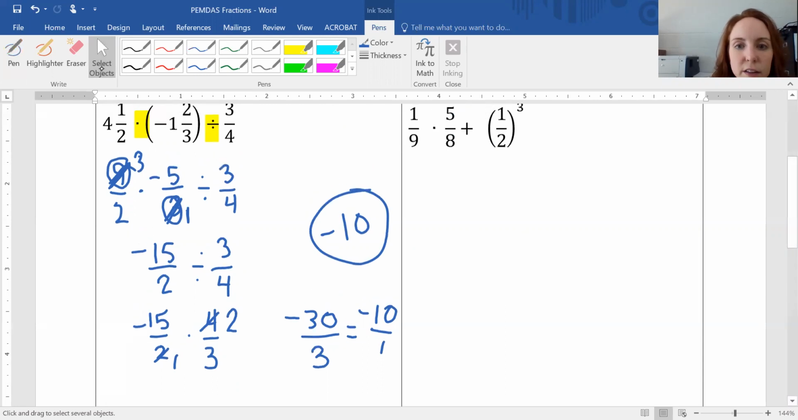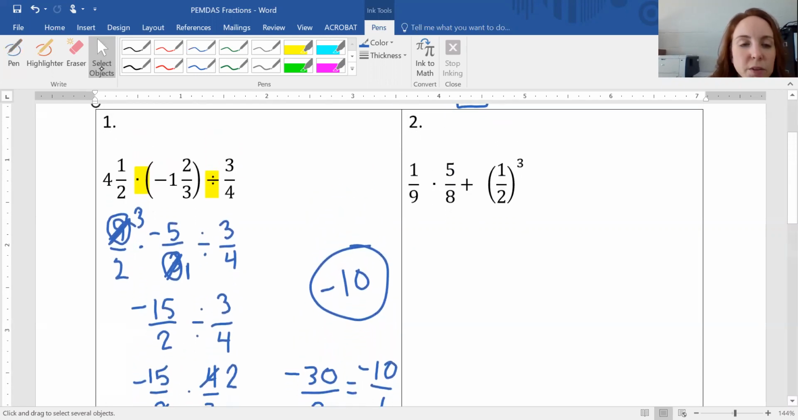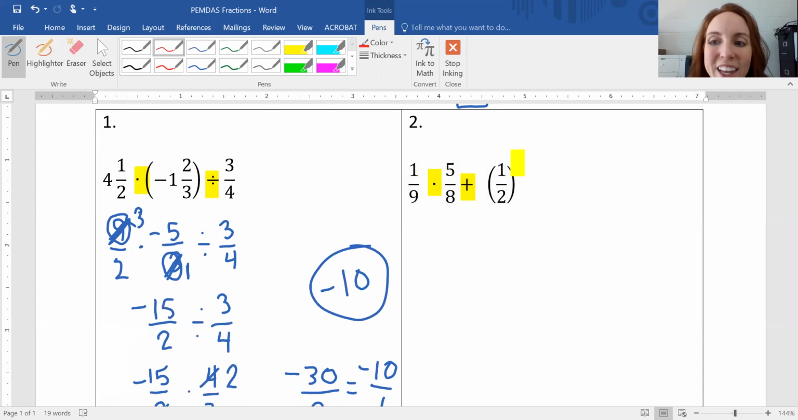All right, let's take a look at number 2. In number 2, we have 3 operations. We have multiplying, adding, and exponents. We do have parentheses, but remember, there has to be something you can do inside the parentheses. And the only thing in our parentheses is 1/2. You can't do anything with the 1/2. So we go on to exponents.